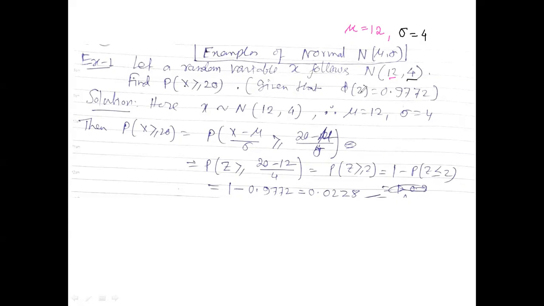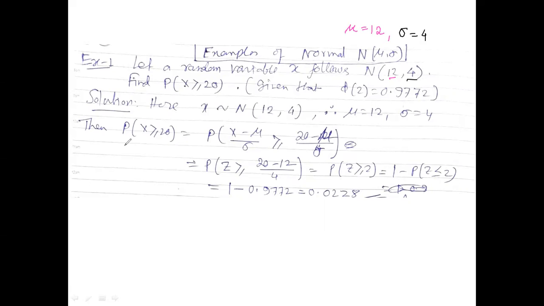At the beginning, there is also given information that phi 2 equals 0.9772. Okay. Now, first of all, we are assuming x follows the normal distribution. So x follows normal N with mean mu that is 12 and standard deviation sigma 4.